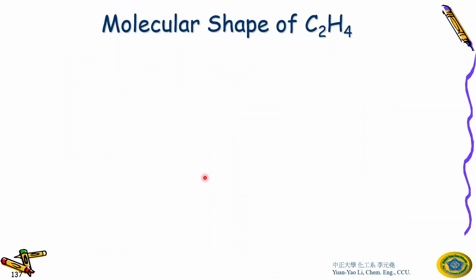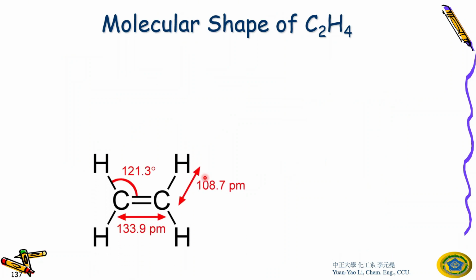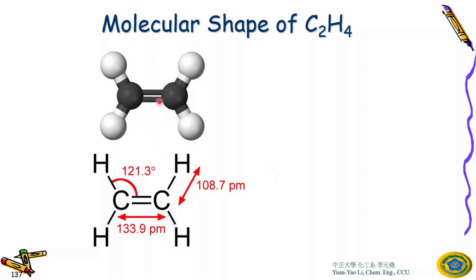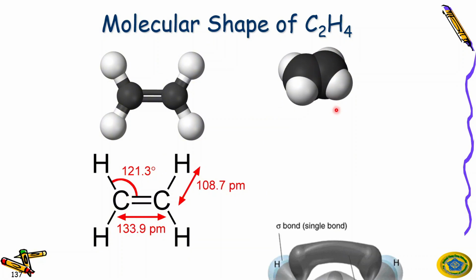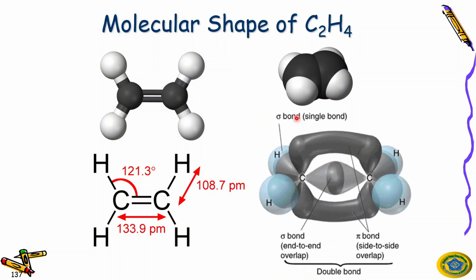So the molecular shape of ethylene will be like this. It's in the same plane. So this is a double bond and a single bond, and you can see this is what we call the stick model of the molecule, and this is the sphere model of the molecule. And if you put all the orbitals together, it looks like this.